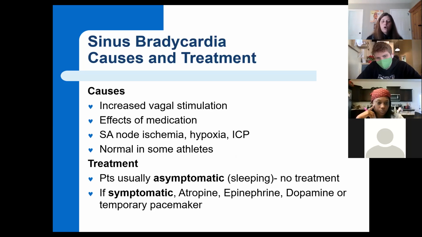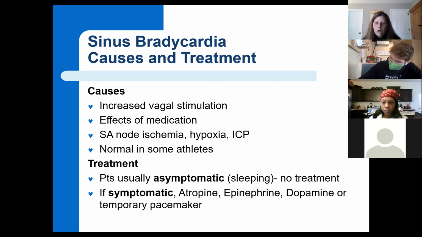Okay, some causes and treatments. You can read the slide there. Sometimes we see this on the monitor when a patient's having a bowel movement, that increased vagal stimulation. But you can sometimes see this for other reasons too. You can see it during sleeping, especially with athletes. Athletes tend to have a little bit of a lower heart rate to begin with. You have somebody that is an avid runner or they do triathlons or something like that. They tend to run a little bit low anyhow. You can also see it in patients that have hypothyroidism.